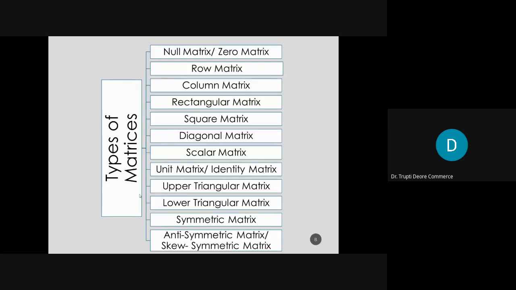So did you get the definition of a matrix? If anyone has difficulty, let me know.